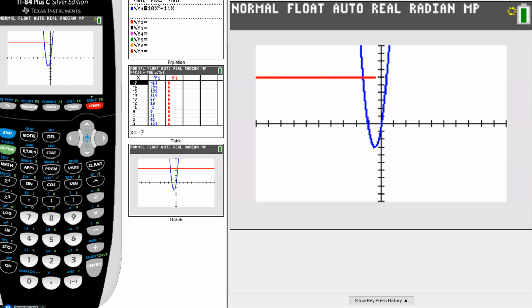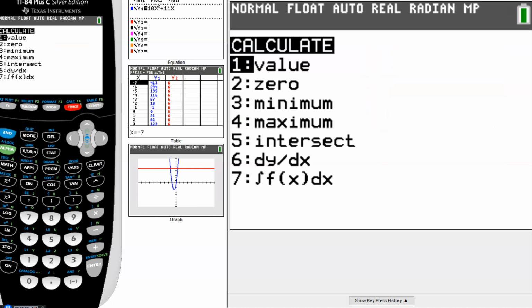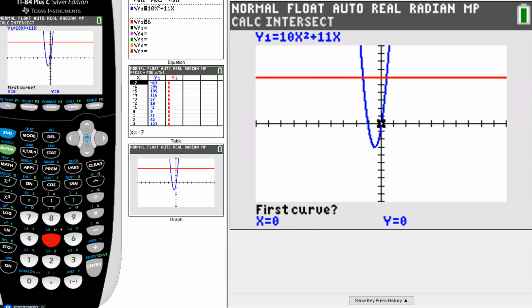And there we go. Now we need to find this intersection and this intersection. So I'm going to calculate the intersection, number 5, and I'm going to move over just so I'm close to this one right here. I'll find this one first. So enter, enter, enter. It's hovering around that intersection, which is 0.46. So you're going to put that on your graph.